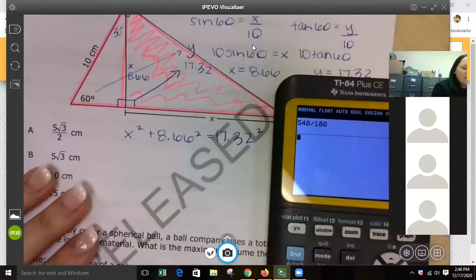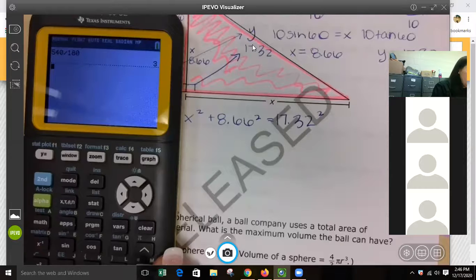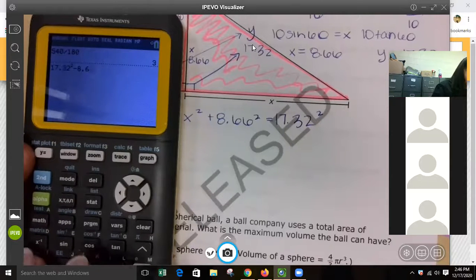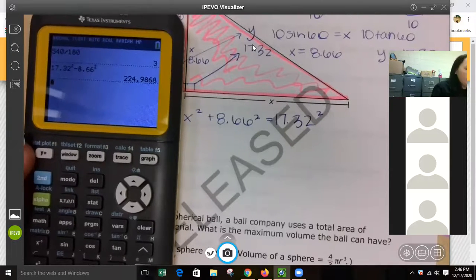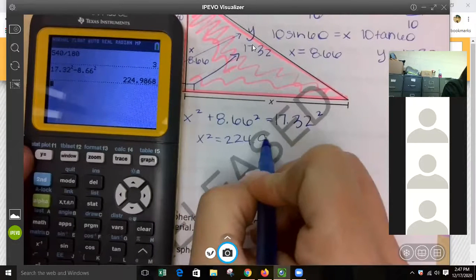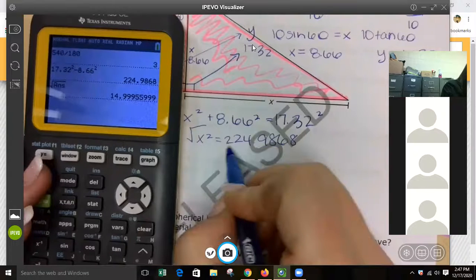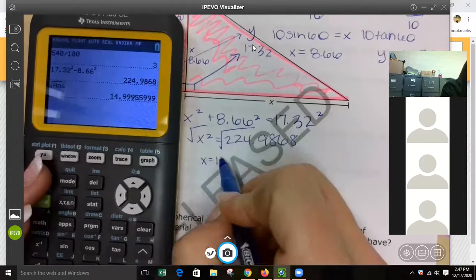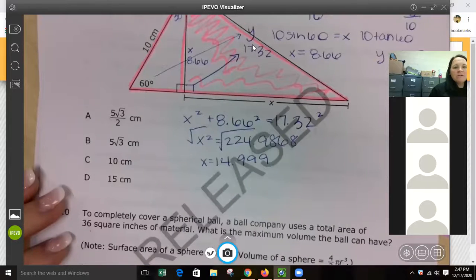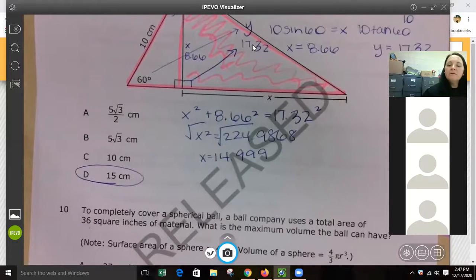I'm pretty lazy. I told you guys that. I'm going to try to get everything on the calculator on the screen. So I would do 17.32 squared minus 8.66 squared. And I get 224.9868. So x squared equals 224.9868. I'm going to take the square root of that. And 14.999 is approximately what? 15.